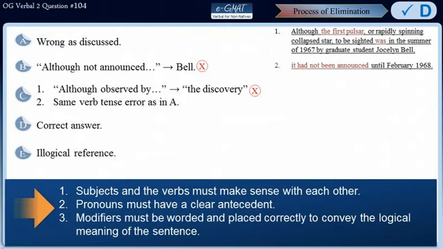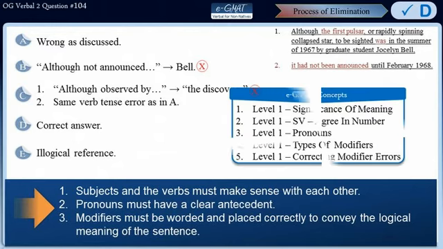The concepts tested in this sentence have been covered in e-GMAT concepts, Level 1 Significance of Meaning, Level 1 Subject Verb Agree in Number, Level 1 Pronouns, Level 1 Types of Modifiers, Level 1 Correcting Modifier Errors.